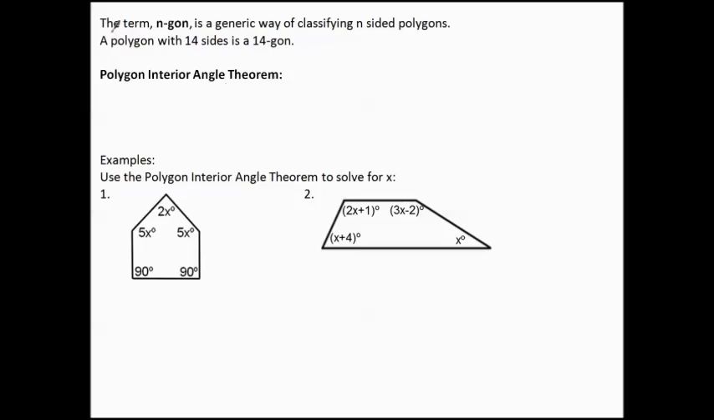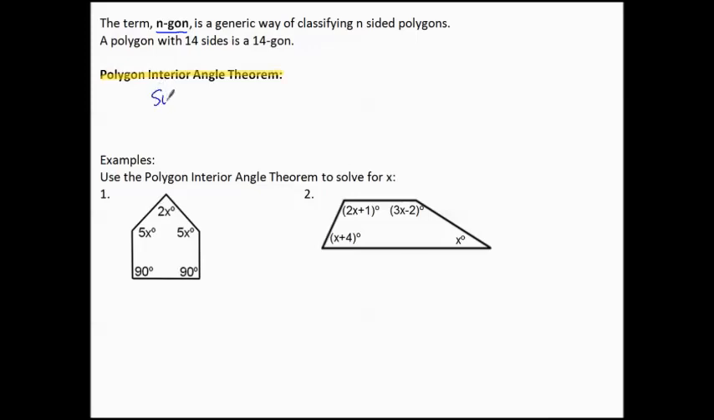First, let's make sure we all understand that the term n-gon is a generic way of classifying n-sided polygons. A polygon with 14 sides is a 14-gon. That's just when we don't have a name for it, we're going to call it that. The polygon interior angle theorem, very useful for a lot of things that we need to do, especially finding angles in polygons and using that information.